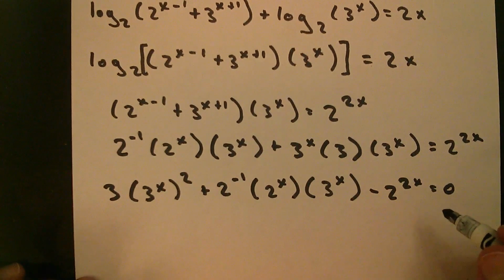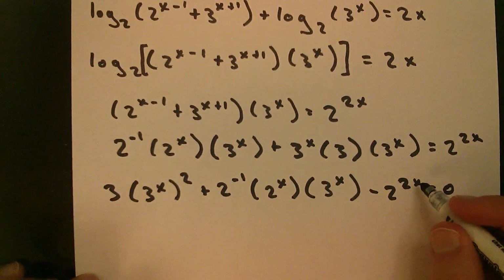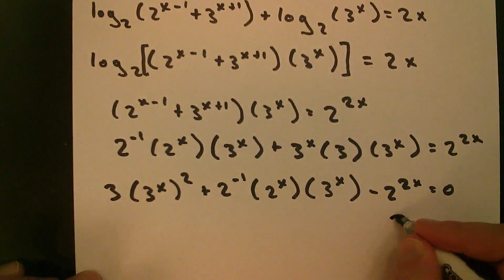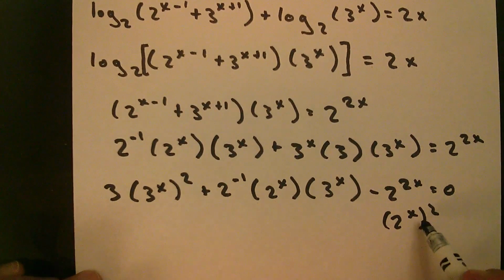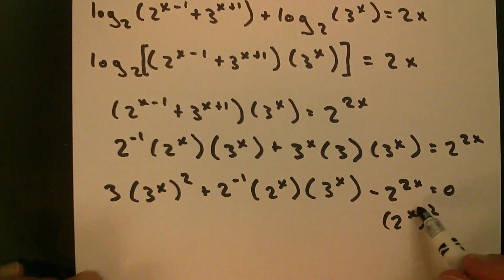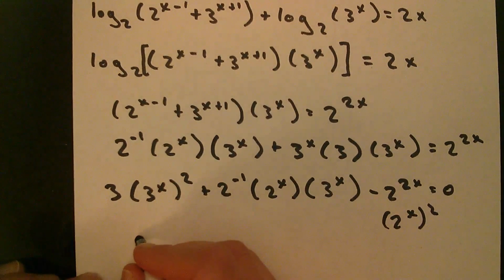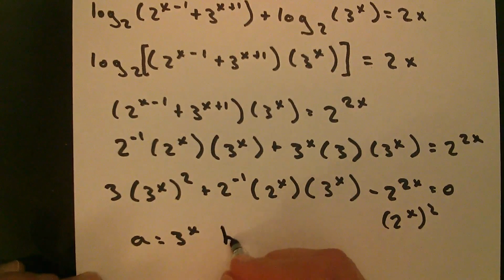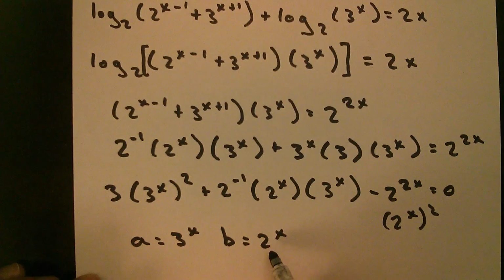And, okay. Notice that 2 to the power of 2x, this is actually the same as saying 2 to the power of x squared, because using exponent properties, when you multiply these, you get 2 to the power of 2x. Now, I want to let a equal 3 to the power of x and b equal 2 to the power of x. And this is just going to make the problem a little bit simpler.